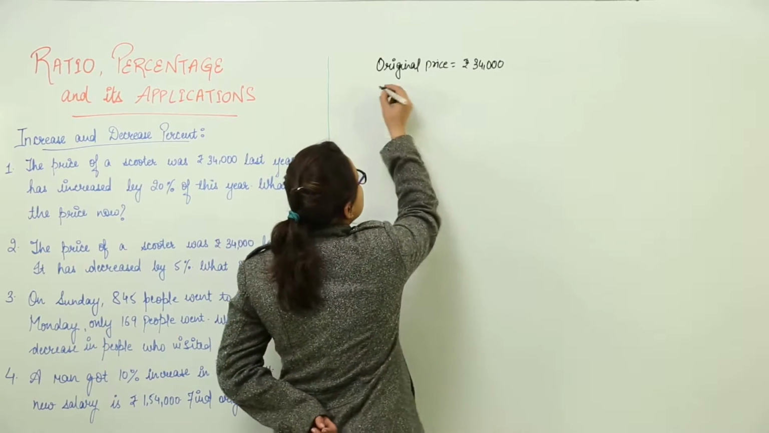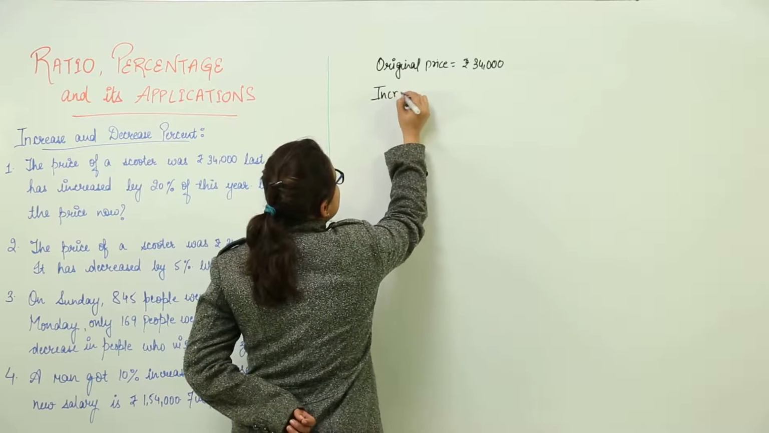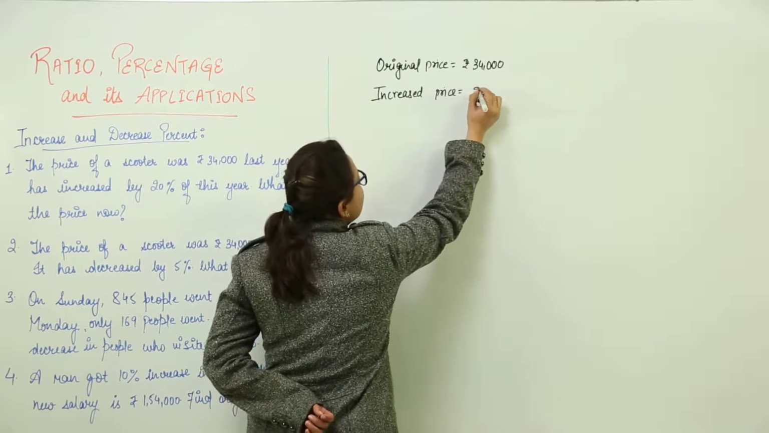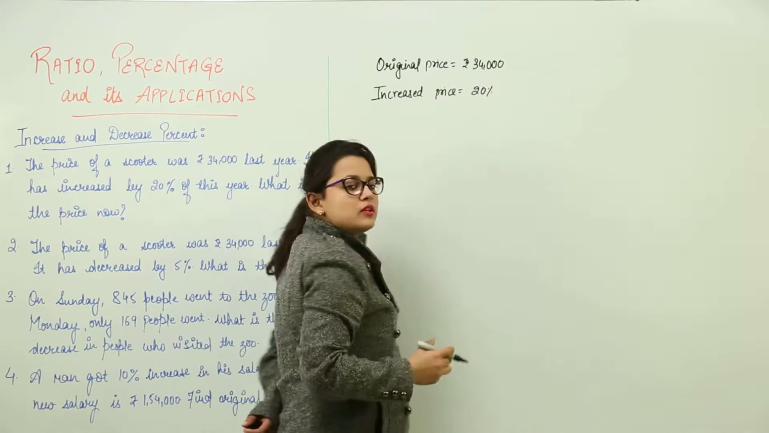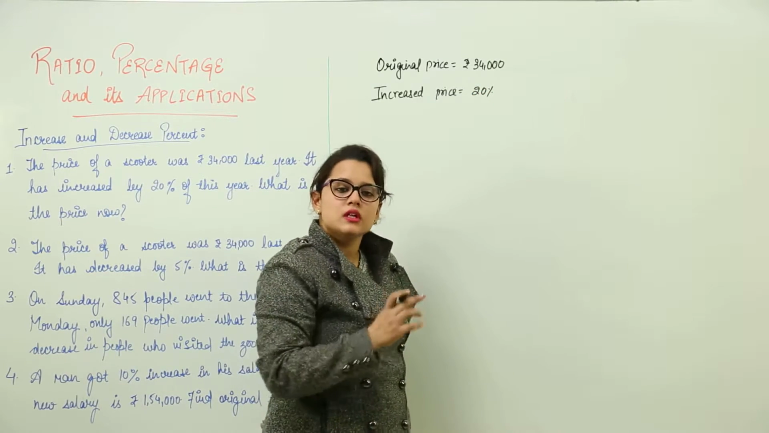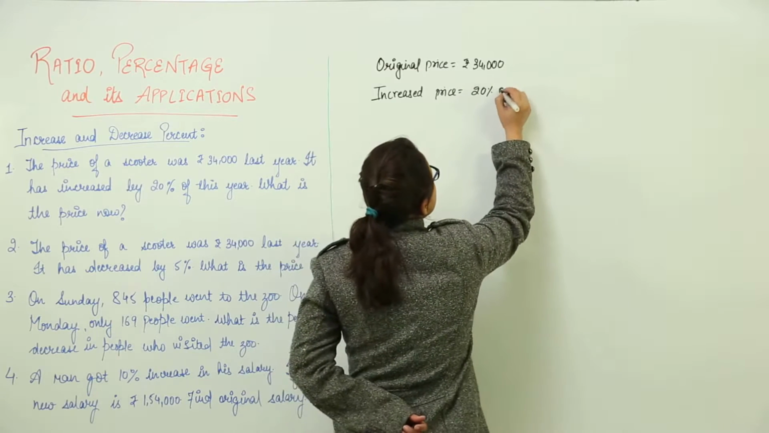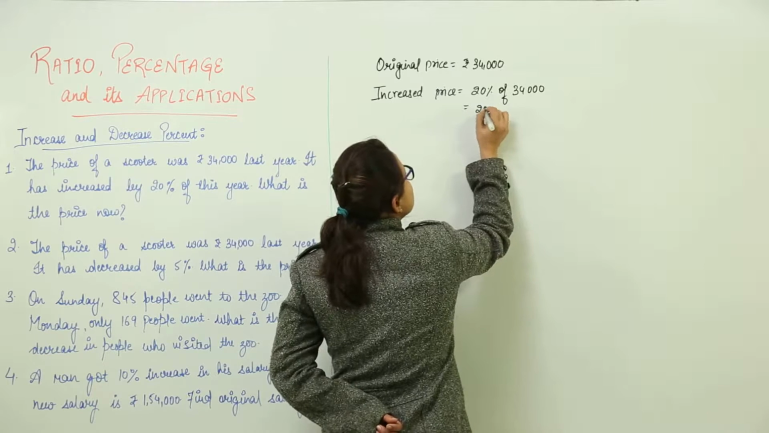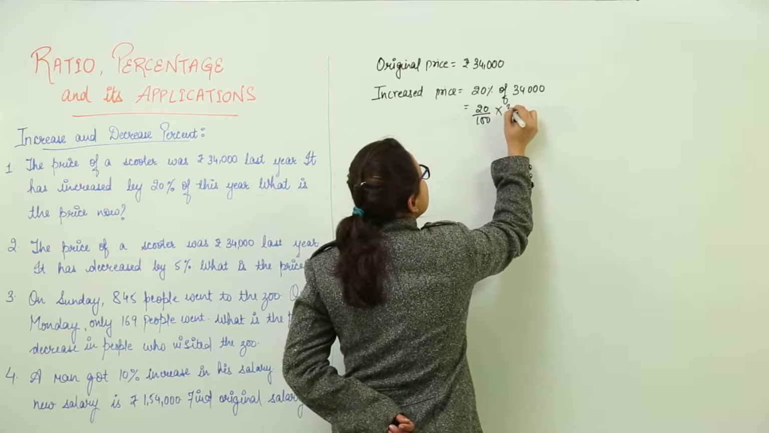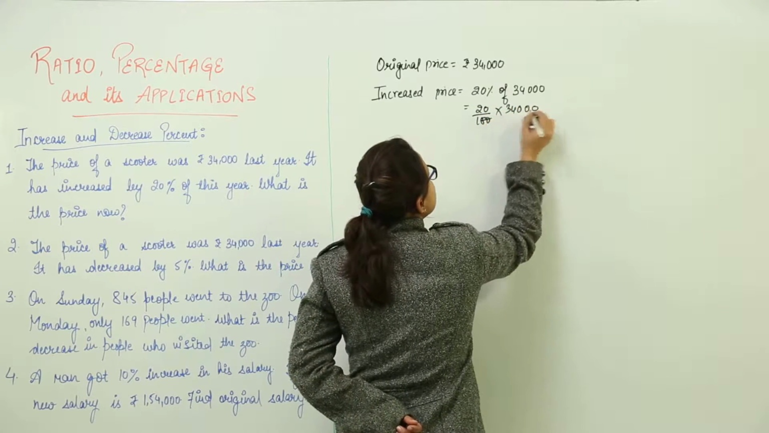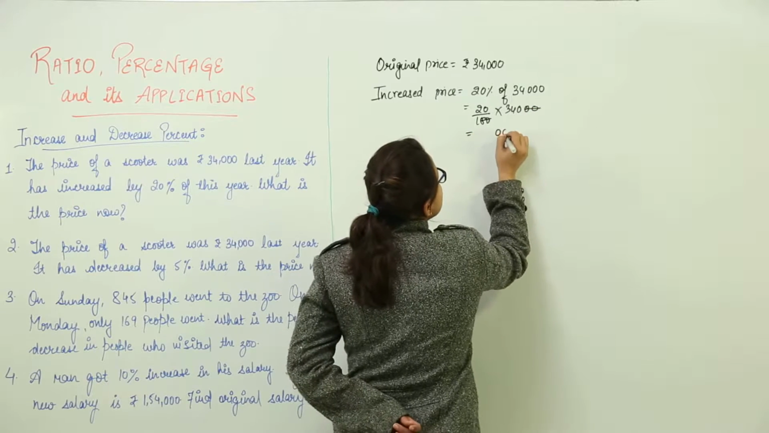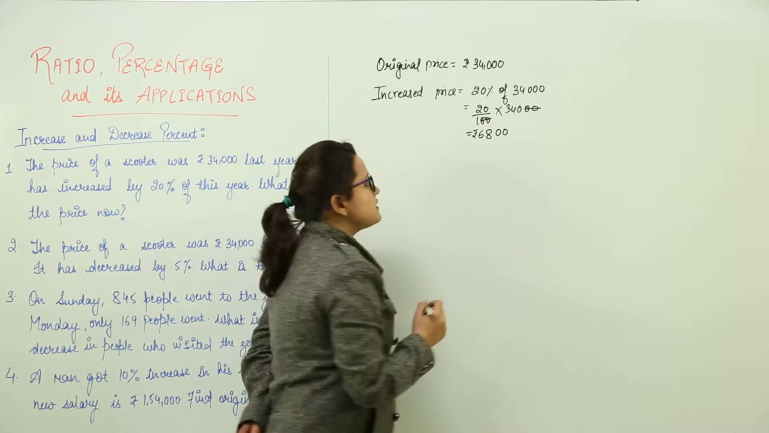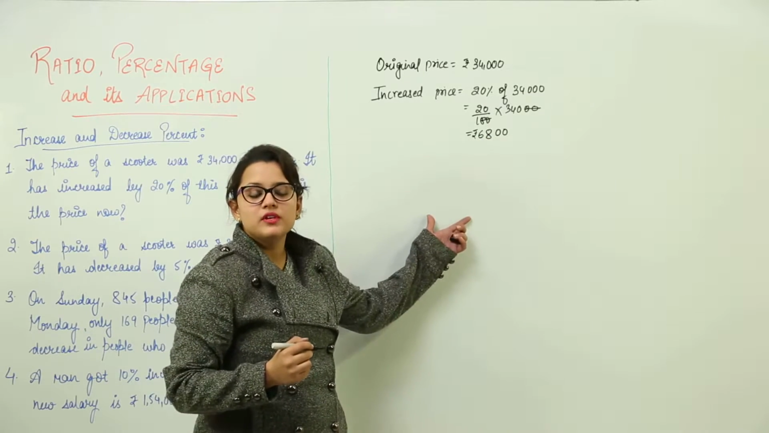So I would write here the increased price. The increased price would be equal to 20%. But 20% of what? It is going to be 20% of the original amount only. That is 20% of 34,000. And how do we calculate this? 20 over 100 into 34,000. 0 and 0 get cancelled. We get 2 4s as 8 and 2 3s are 6. Rupees 6,800 as the increased price.